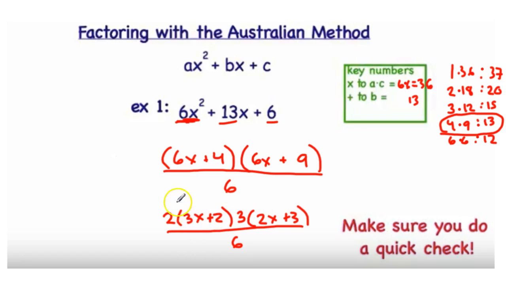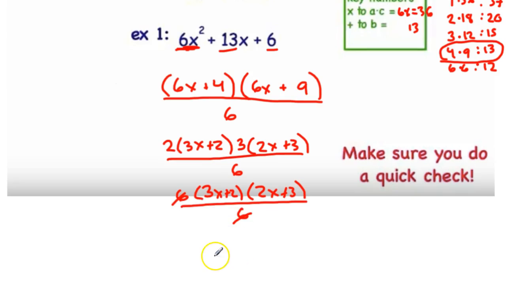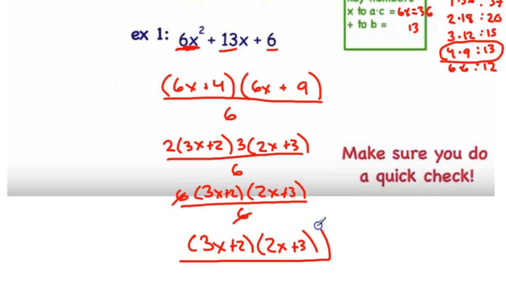Now if I simplify this, I can do this 2 times that 3, and that's going to be 6, and then I just write these other ones. 3x plus 2 times 2x plus 3, and that's divided by 6. All right, now that 6 and that 6 cancel. That's why I wrote it at the beginning. And this is going to be your answer. So our answer is 3x plus 2 times 2x plus 3. Boom. That is a factored trinomial.